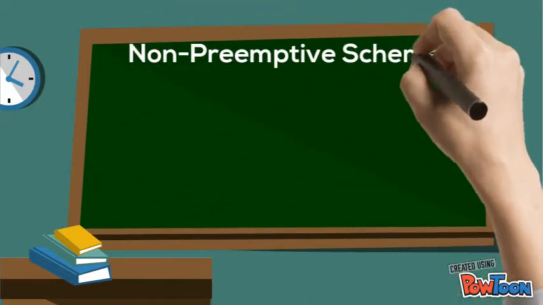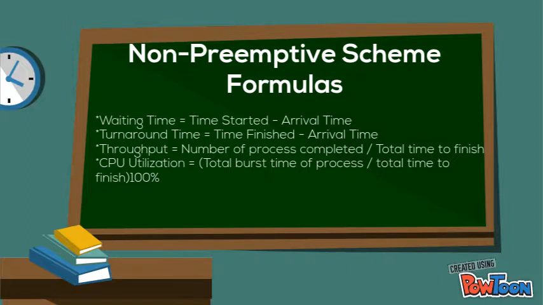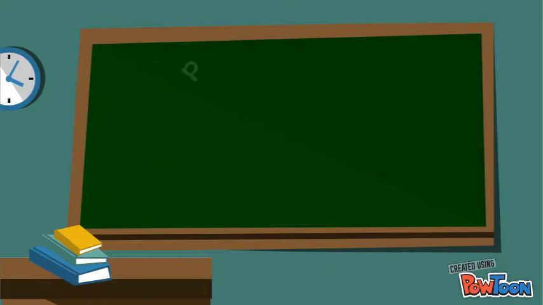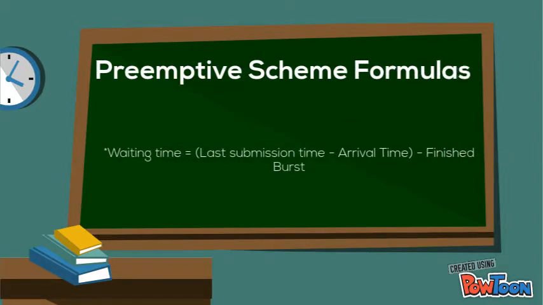Non-preemptive scheme formulas. Waiting time equals time started minus arrival time. Turnaround time equals time finished minus arrival time. Throughput equals number of processes completed over total time to finish. CPU utilization equals total burst time of processes. Preemptive scheme formulas. Waiting time equals last submission time minus arrival time, minus finished burst.